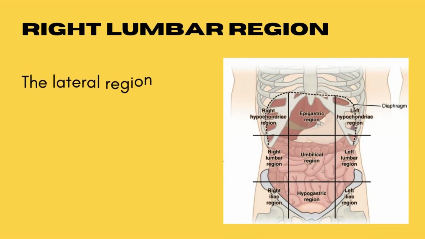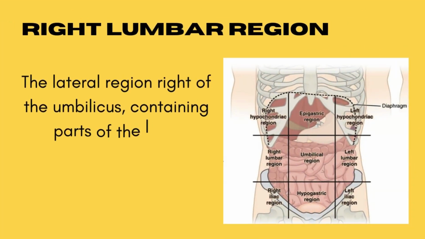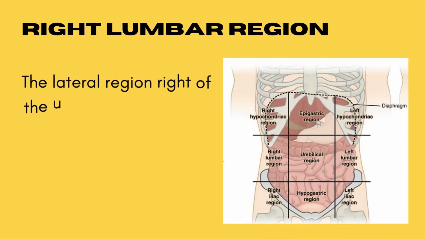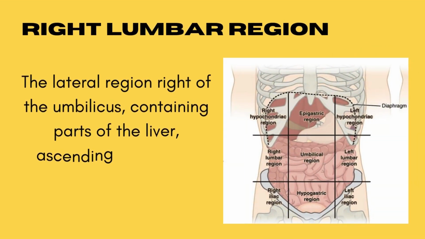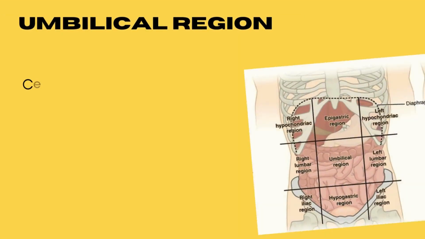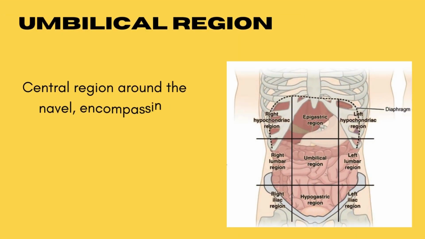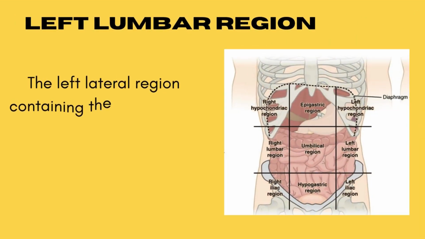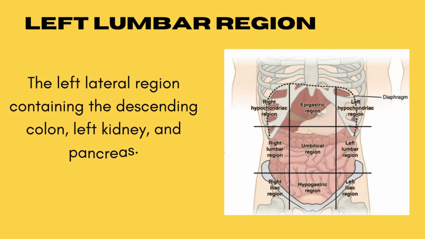Left hypochondriac region. The left superior region includes portions of the stomach, spleen, pancreas, and left kidney. Right lumbar region. The lateral region right of the umbilicus, containing parts of the liver, ascending colon, and right kidney. Umbilical region. Central region around the navel, encompassing portions of the intestines, ureters, and mesenteric blood vessels. Left lumbar region. The left lateral region containing the descending colon, left kidney, and pancreas.